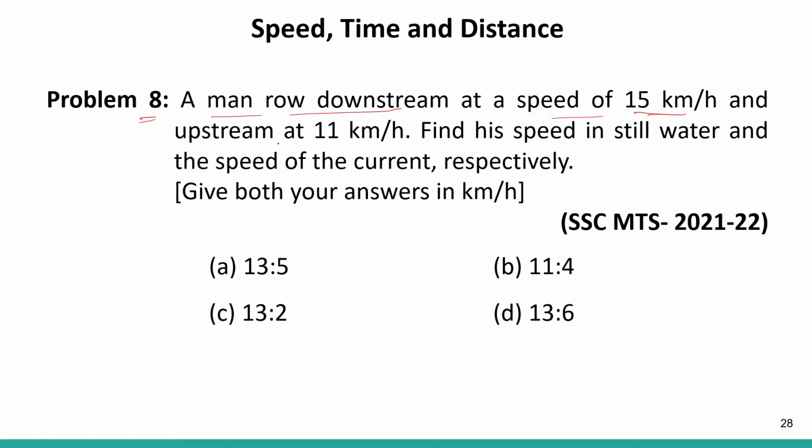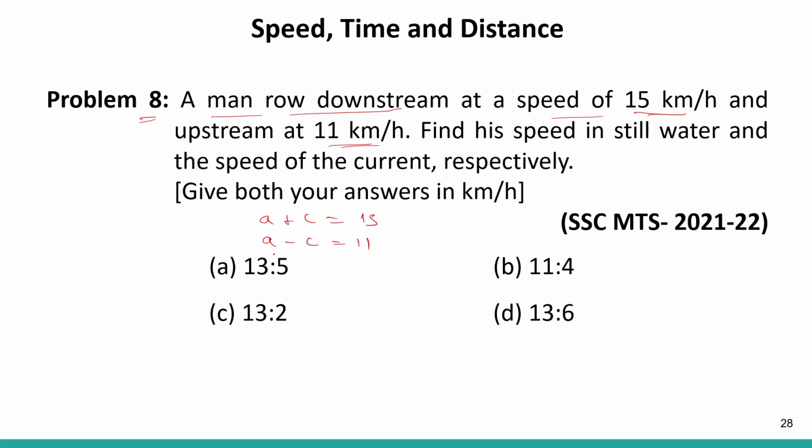15 km per hour downstream and upstream at a speed of 11 km per hour. So find his speed in still water and speed of current respectively. Given that, let speed of man be A and speed of current be C. So when he goes downstream, their speed adds up, so A plus C will be 15, and when he goes upstream, A minus C will be what?